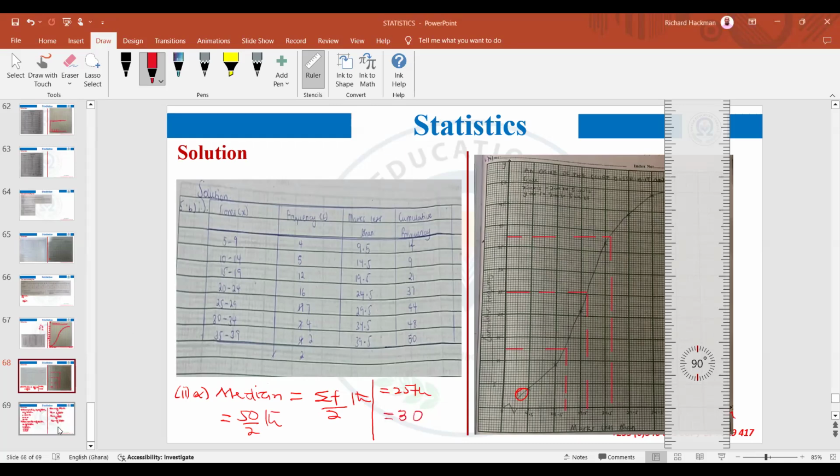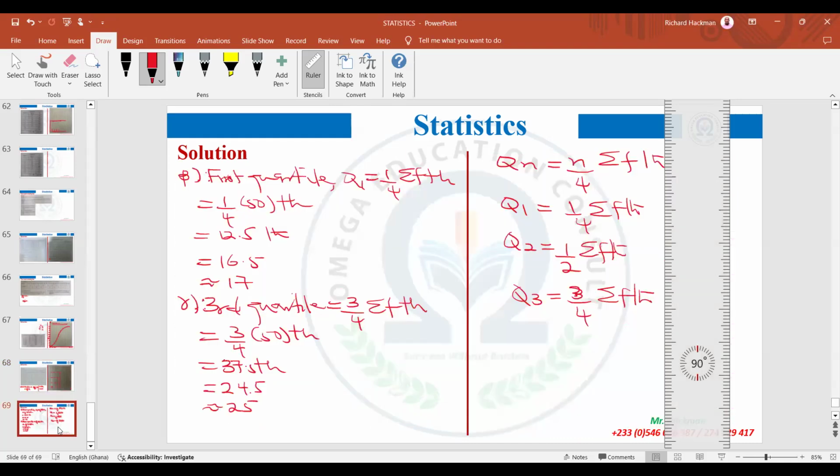The next one is interquartile. But before you can get the semi-interquartile, you have to know the interquartile. Inter, obviously you'll be looking at what difference. So this is it.